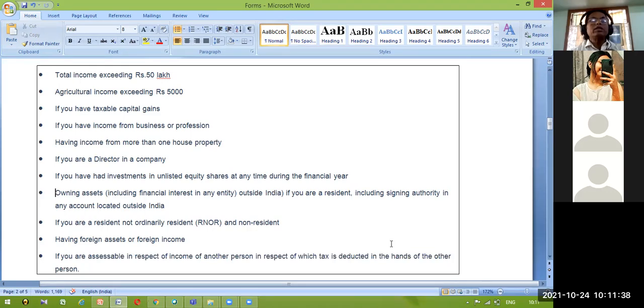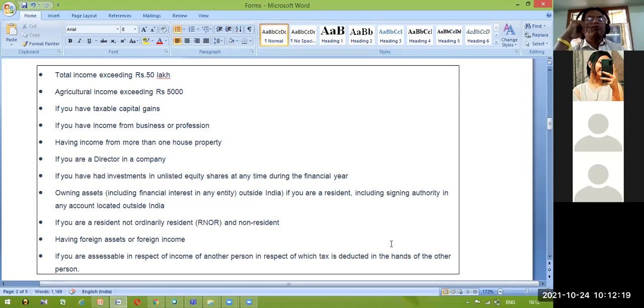If you are a resident but not ordinarily resident, or a non-resident, this is a very important point. I think someone taught you in class that residential status is the basis for imposition or payment of income tax. Let me take one minute to repeat. There are two types of residents: resident in India and non-resident in India. And resident in India is again of two types: resident and ordinarily resident, and resident but not ordinarily resident. This way, ultimately, three types of residential status are there.